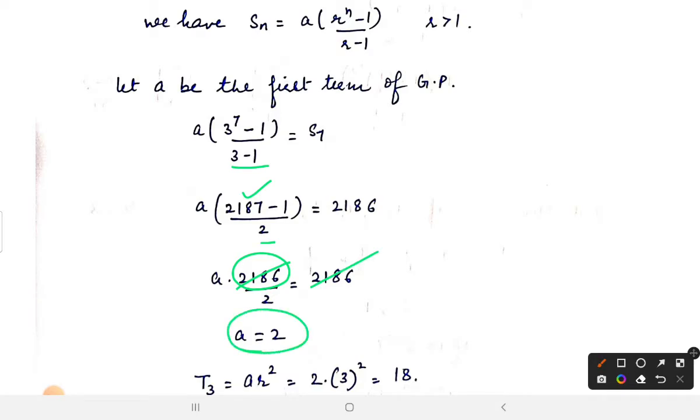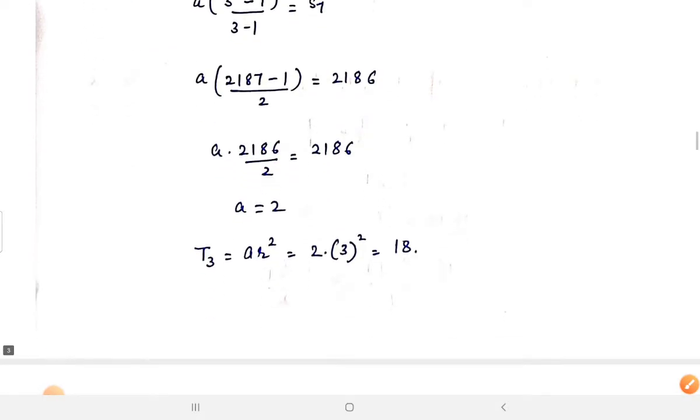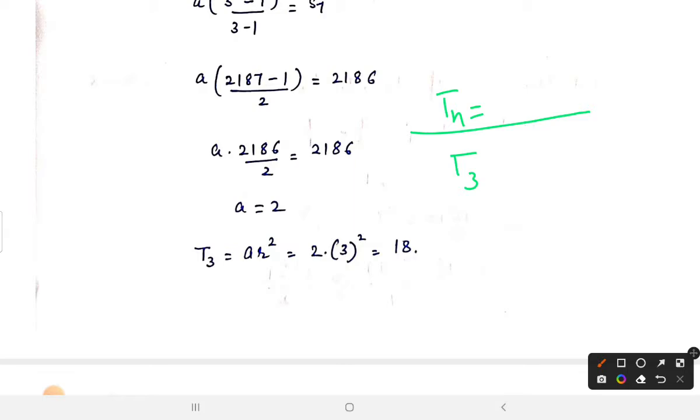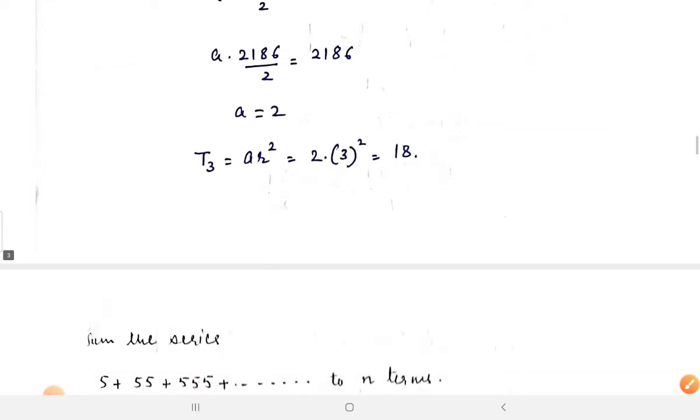We have to find the third term. So the formula for the nth term, as we discussed in our previous video, is Tn is equal to a r to the power n minus 1. So what is the T3 term? The third term is a r to the power 3 minus 1, so it is a r square. A is 2 and r is 3. So we have 3 square is 9, into 2 is 18. So the third term is 18.